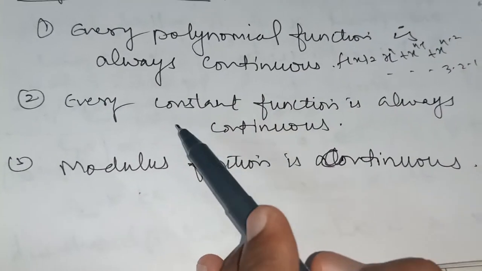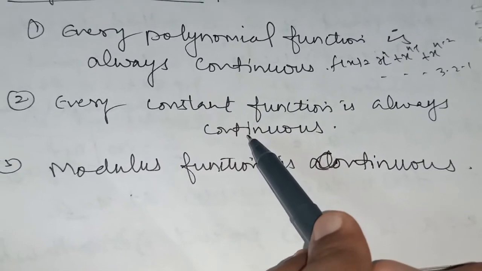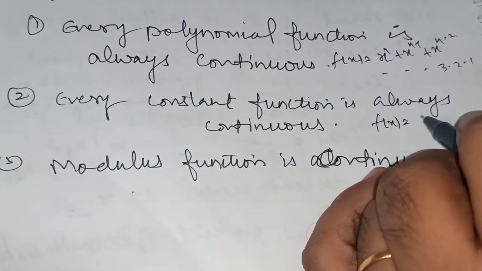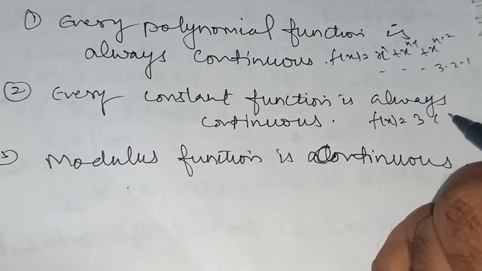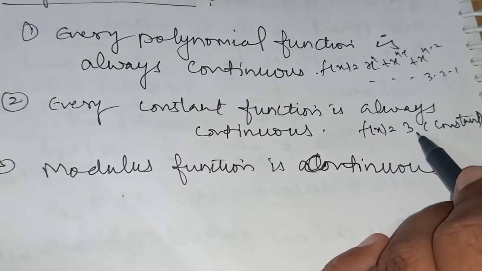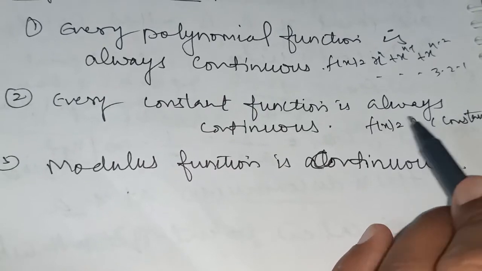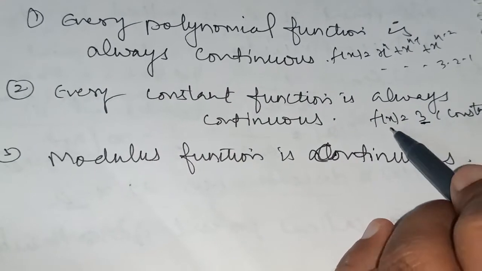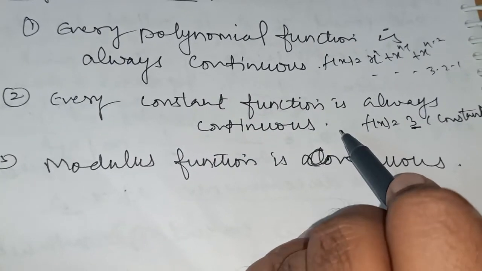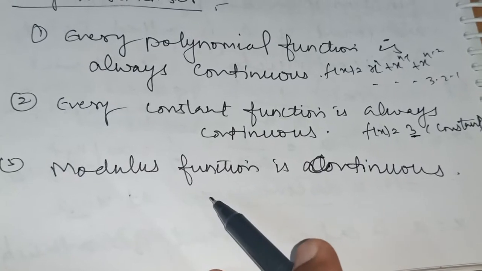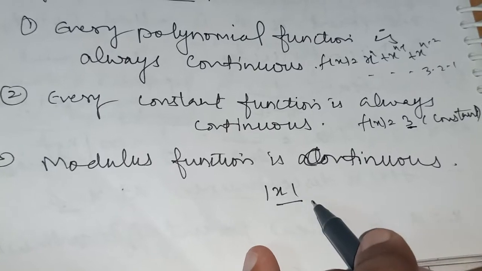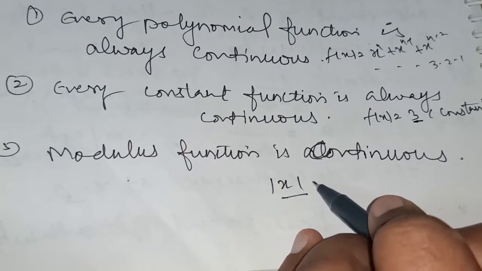Second, every constant function is always continuous. It's a very simple part that if a function has a particular value, let it be 3, a constant value, then at every limit point, either left or right, it always remains 3. That means at every left hand limit, right hand limit, or the function values always remain equal if it is constant. So therefore every constant function is always continuous. Modulus function is also continuous. Because of this mod part, it is always considered continuous.